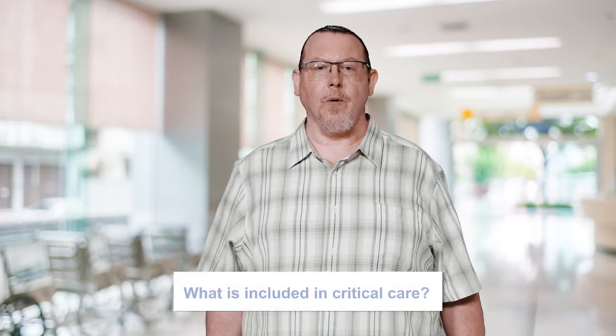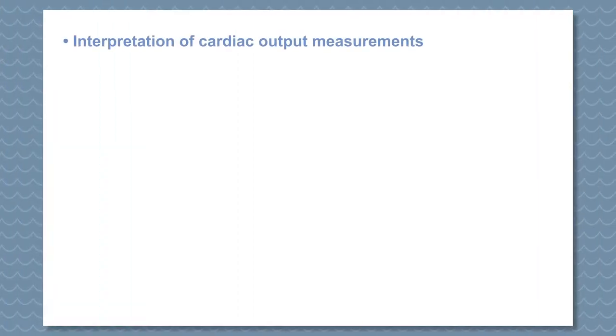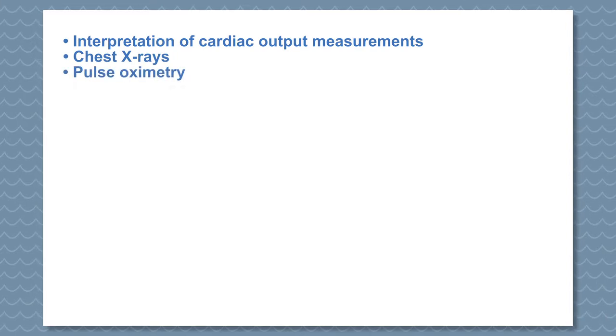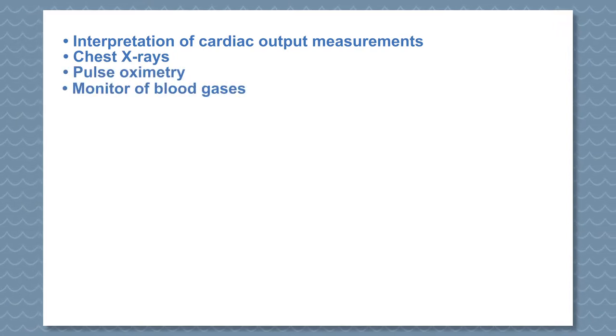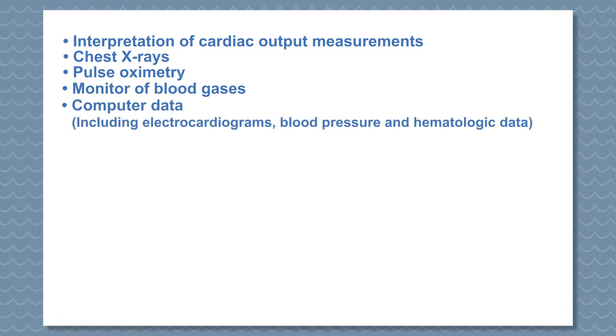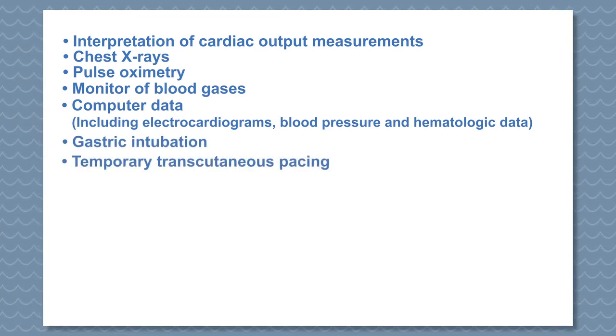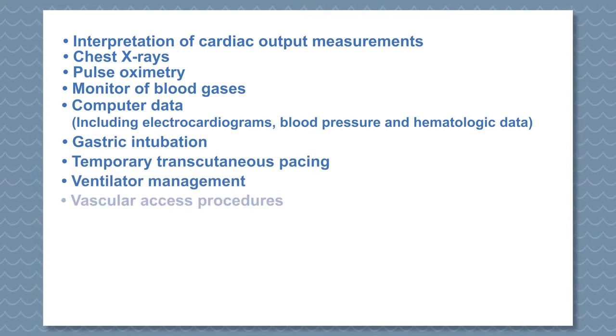So what is included in critical care? When critical care is provided to a patient, it includes these services: interpretation of cardiac output measurements, chest x-rays, pulse oximetry, monitoring of blood gases, any computer data including electrocardiograms, blood pressure readings, and hematologic data, gastric intubation, temporary transcutaneous pacing, ventilator management, and vascular access procedures. When any of these services are provided, they are not separately billable. However, other services provided during critical care can and should be reported separately.